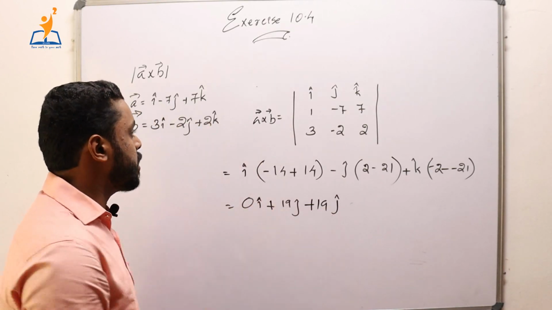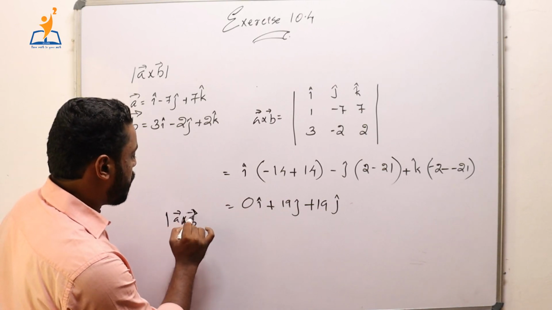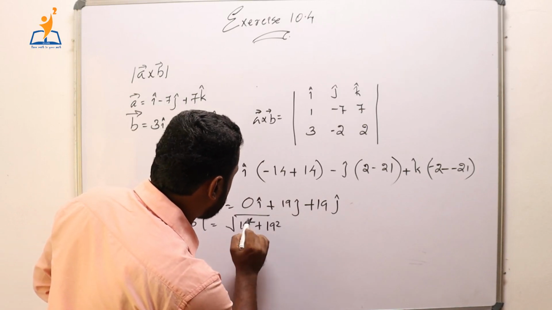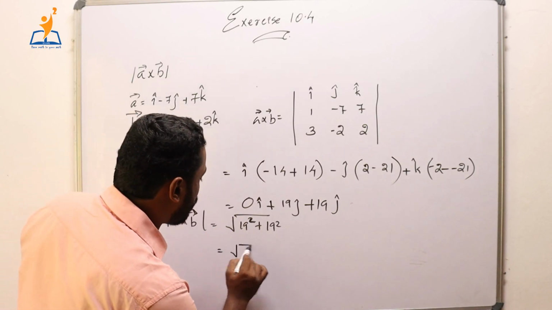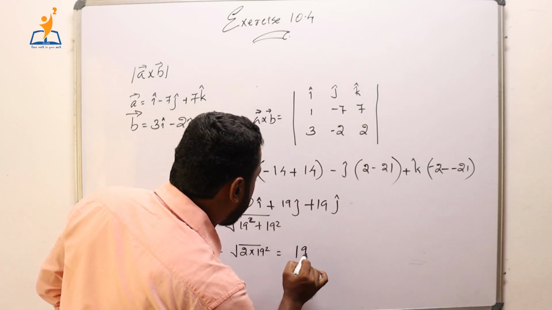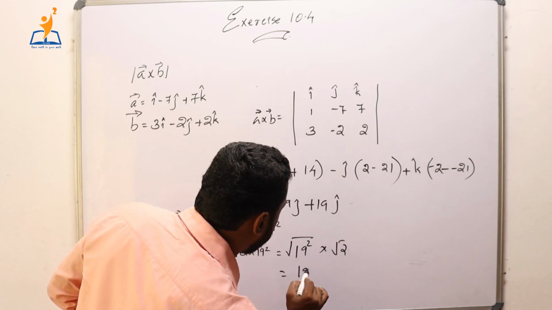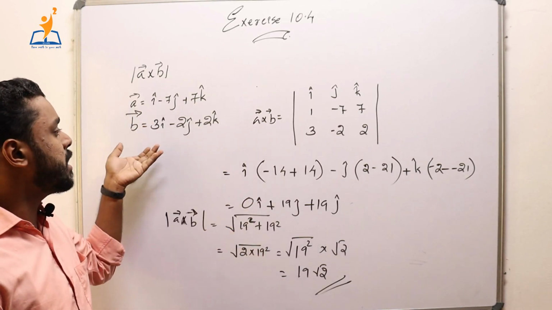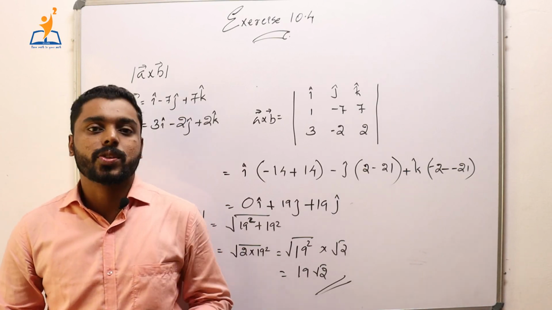Now we have to find the modulus of A cross B, right? It will become square root of 19 square plus 19 square. Since the first component is 0, 0 square is 0, so we have this. So square root of 2 into 19 square, it is equal to 19 into root 2. So the modulus of A cross B, where A and B are like this, is nothing but 19 root 2. Now we shall move to the next question.